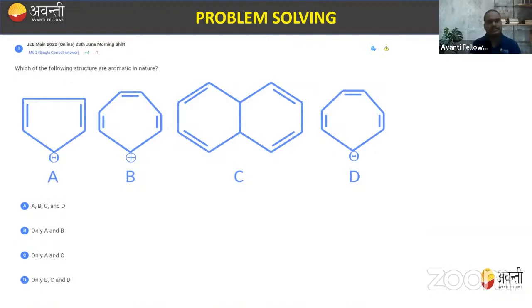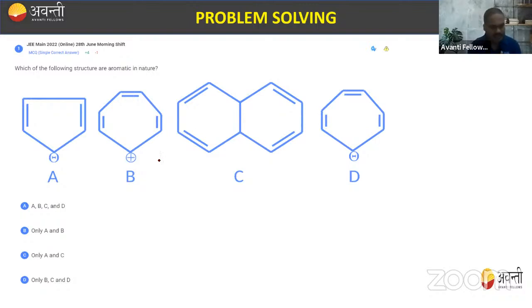The next question is, which of the following structures are aromatic in nature? So you have to identify which of the following compounds are aromatic in nature. We all know this thing: those compounds which are planar and follow Huckel's rule, that is 4n plus 2 pi electrons, are said to be aromatic in nature.